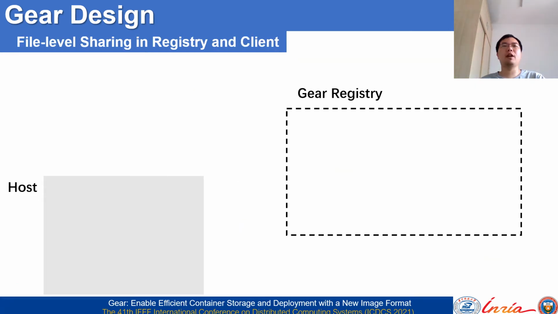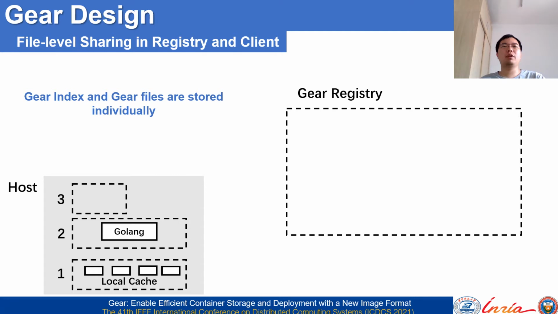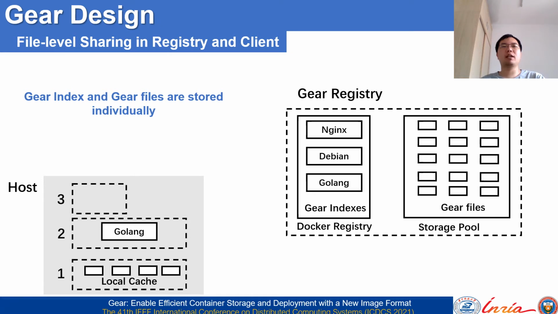Next, we realize file-level sharing in both registry and client host. In the client host, we build a three-layered storage pool. GEAR files are stored in the first layer. The second layer saves GEAR indexes. In the GEAR registry, all GEAR files are stored in a storage pool, and GEAR indexes are stored in the Docker registry. In the local cache and storage pool, files can be identified by their names, because only two identical files have the same fingerprint. Accordingly, we only store files with different names to eliminate identical files.